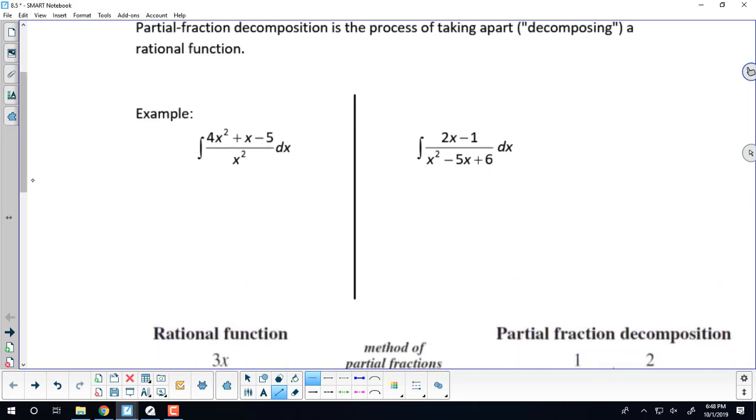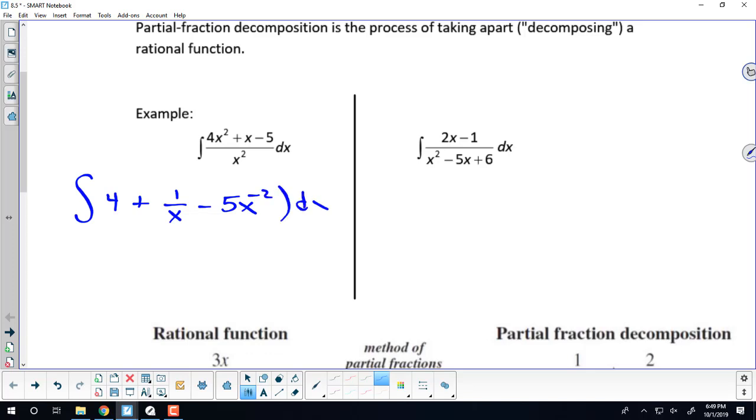And so a couple of examples here. This first one, 4x squared plus x minus 5 all over x squared. You don't really need a partial fraction decomposition on that, because we could rewrite each term in the numerator over x squared. So this becomes easier if we just split everything up top over x squared. We have 4 plus 1 over x minus 5x to the negative 2. And so we can find the antiderivative of each one of those if we just simplify first.